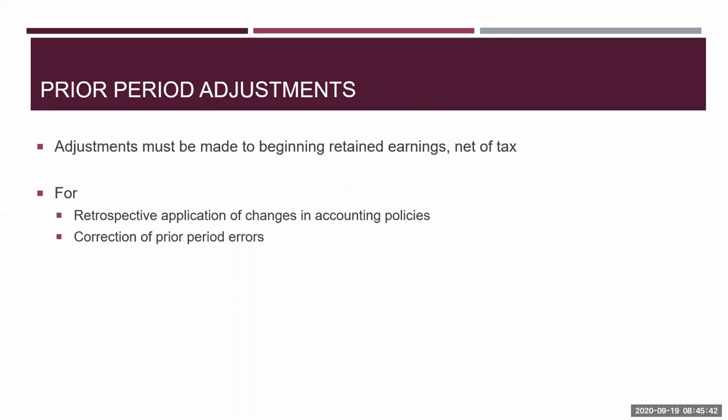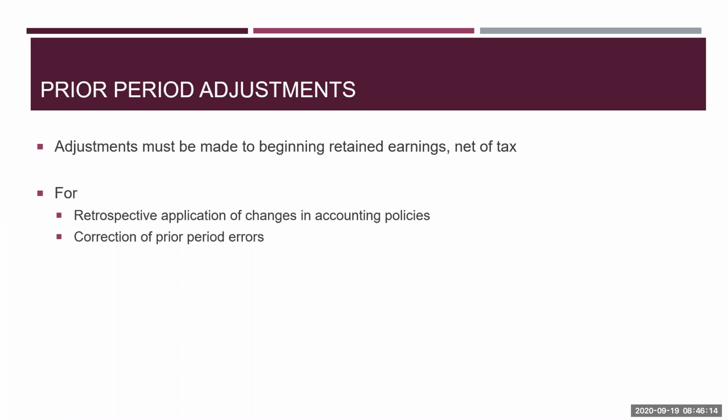Looking at our prior period adjustment, it is made to the beginning retained earnings, and this has to be net of tax. If you think of the flow of information, your net income or loss, which is after income taxes, is what actually flows through your retained earnings. So if we have to restate our beginning retained earnings in the period, then the effect to the retained earnings has to be net of tax, meaning after tax.